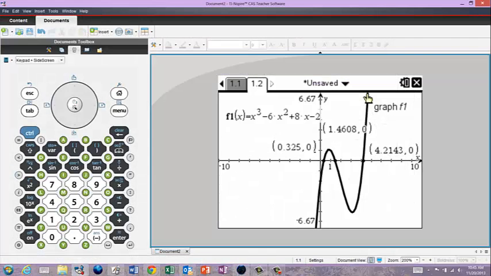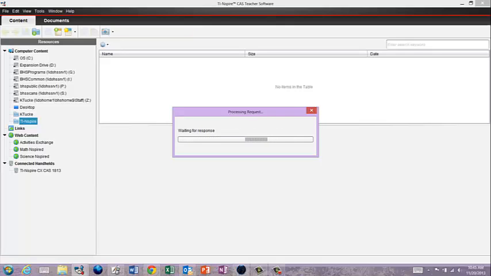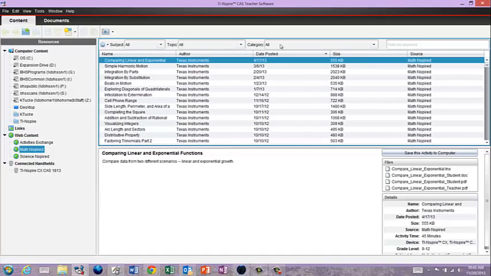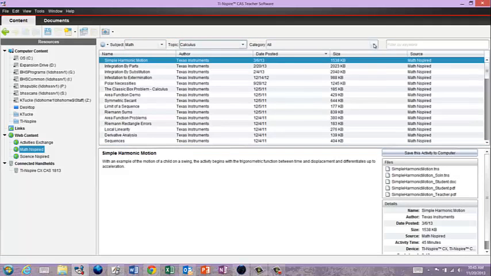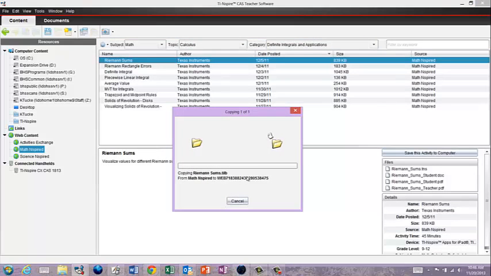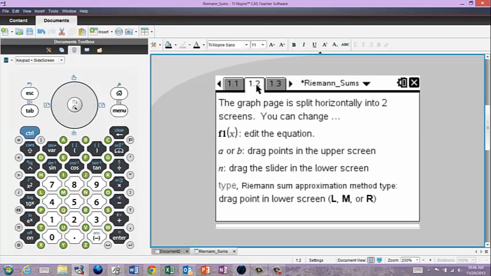Let me check just real fast. It won't take but a second just to see if I have it. Math Inspired. Well, hold on. It's thinking. I want this one. And I want, let's see, subject, math, topic, calculus, category, Riemann Sums. There it is. That's what I want. I want this one. Okay. I want you to watch what happens.